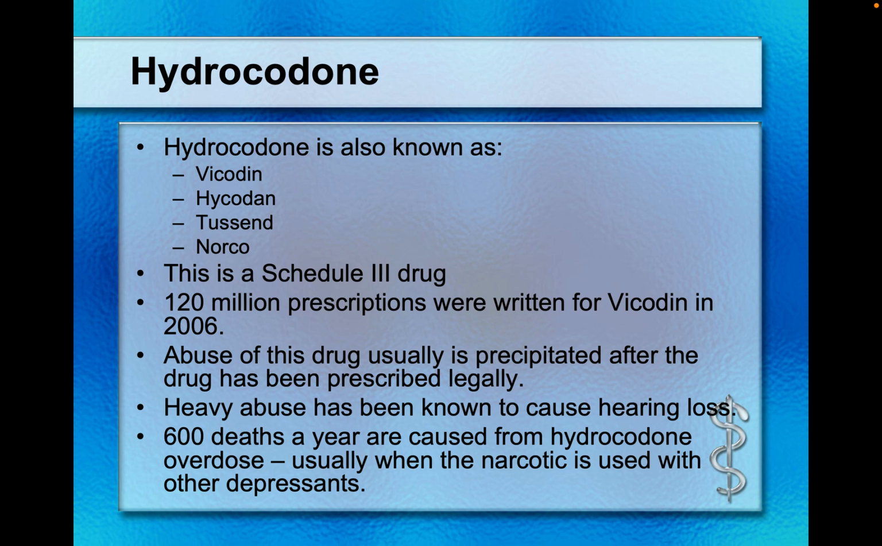Hydrocodone is also known as Vicodin, Hycodan, Tussend, and Norco. It's a Schedule III drug. 120 million prescriptions were written for Vicodin in 2006. Abuse of this drug usually is precipitated after the drug has been prescribed legally. Heavy abuse has been known to cause hearing loss. 600 deaths a year are caused from hydrocodone overdose, usually when the narcotic is used with other depressants.